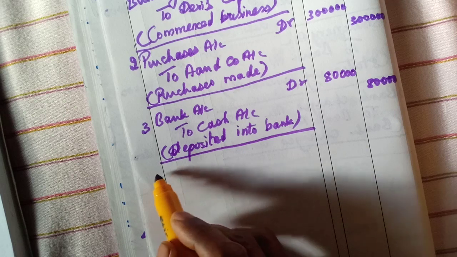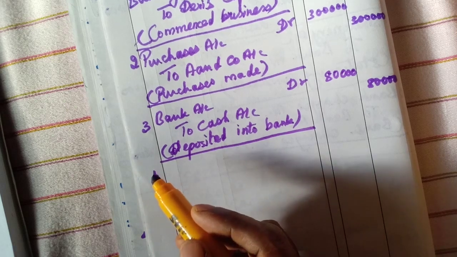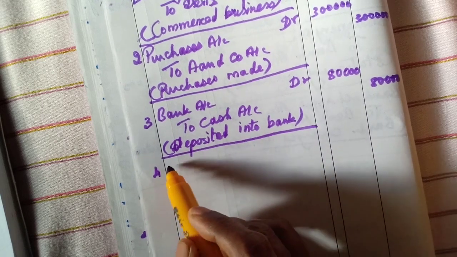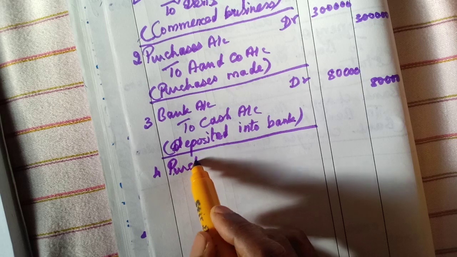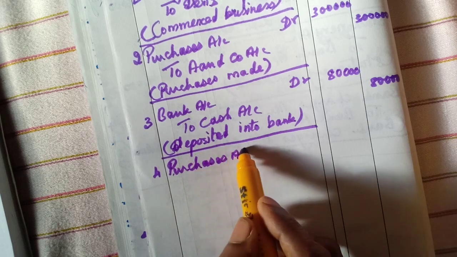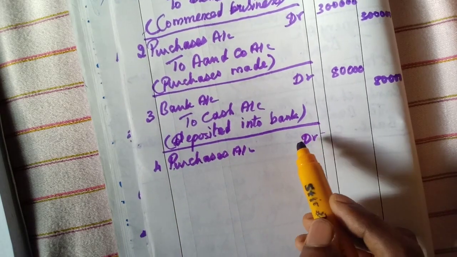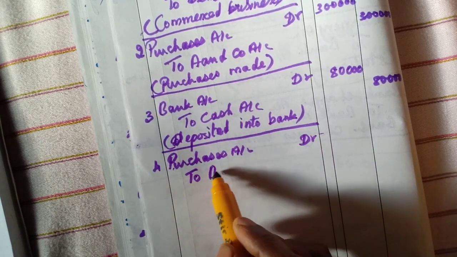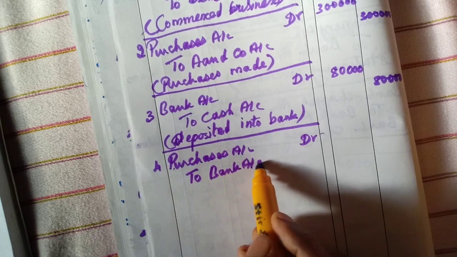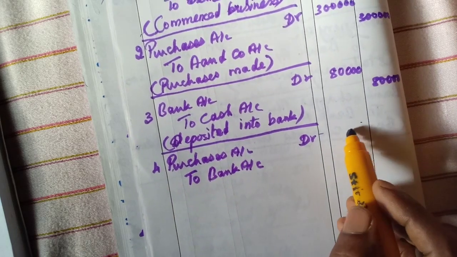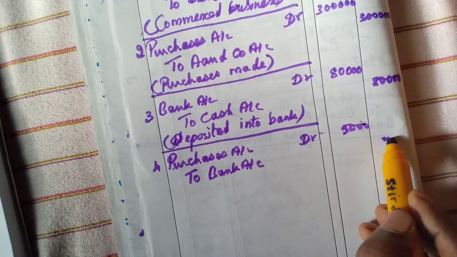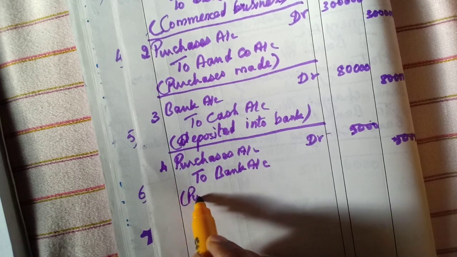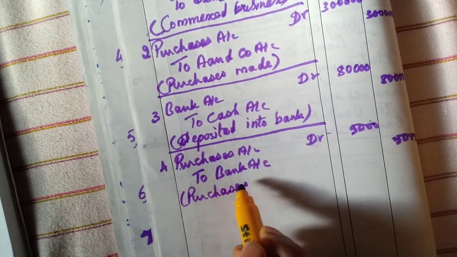Then 4, purchased goods from B and Co and payment made through credit card. So purchased goods we will write purchases, isn't it? Okay, now whether that person we need to write? No, because we make the payment through credit card. Credit card means who is making the payment? Bank. So we need to credit bank. Okay, 5,000. What is the narration? Purchases made. You write in short. Okay, purchases made.